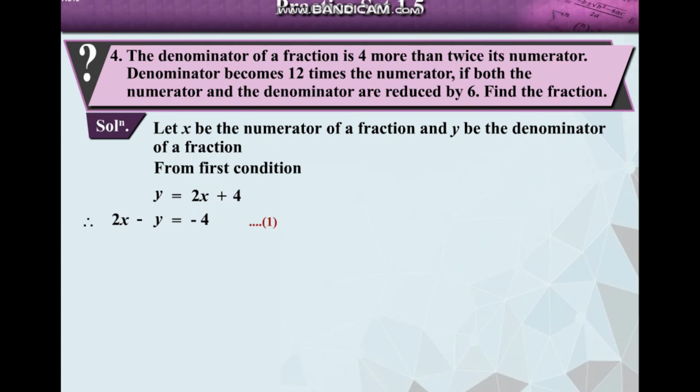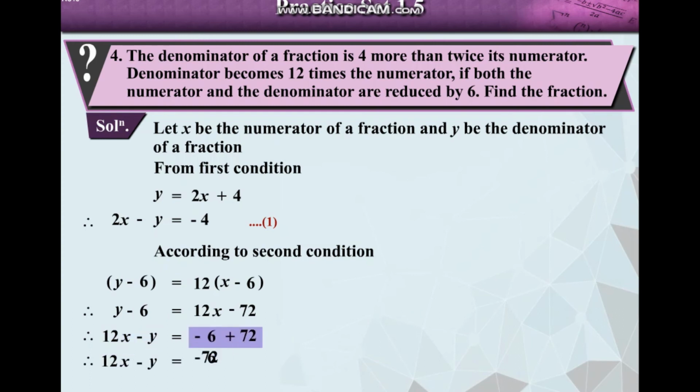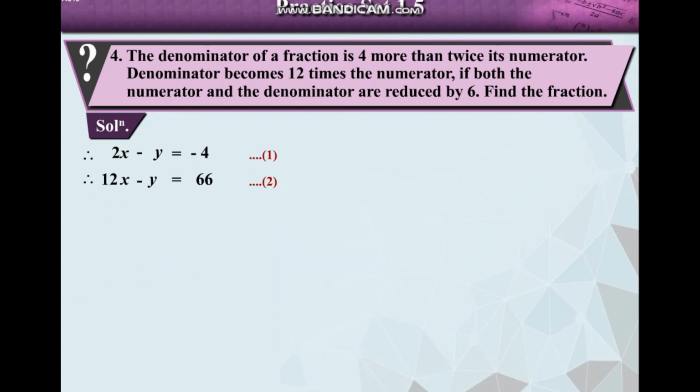Equation 1. According to the second condition, y - 6 = 12 multiplied by (x - 6). Therefore, y - 6 = 12x - 72. Therefore, 12x - y = -6 + 72. Therefore, 12x - y = 66. Equation 2. Solve these two equations to find the fraction.